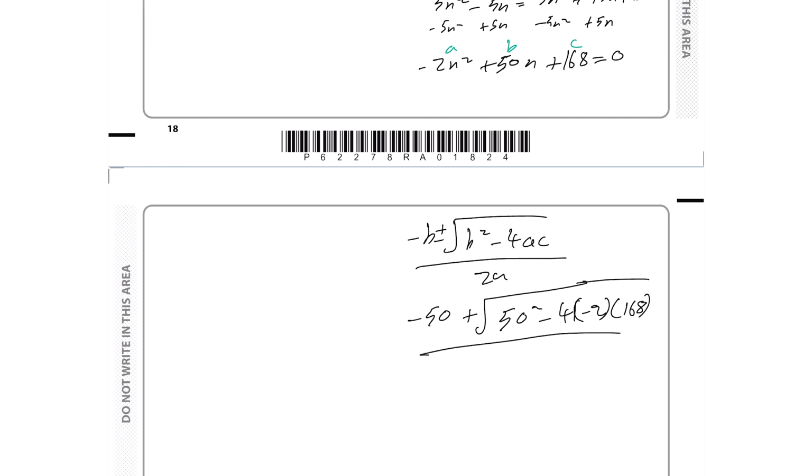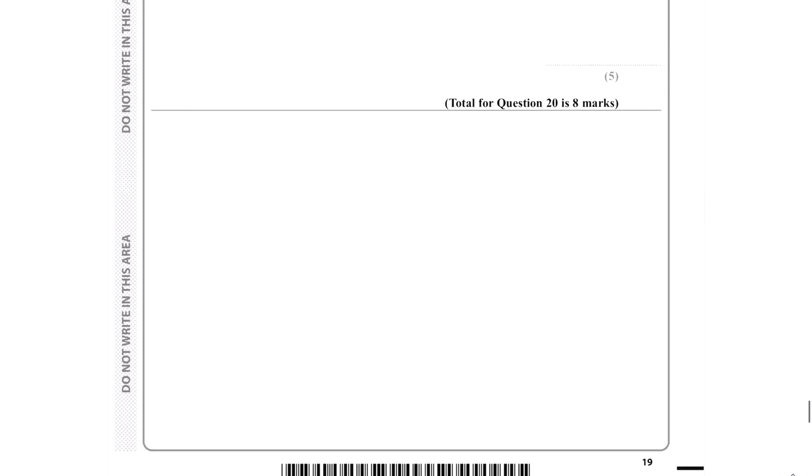So actually, I will write this one out, because that's going to be minus 50 plus root 50 squared minus 4 brackets for the negative 2, 168, all over 2 times negative 2, and that gives you 28. So there's 28 red sweets.